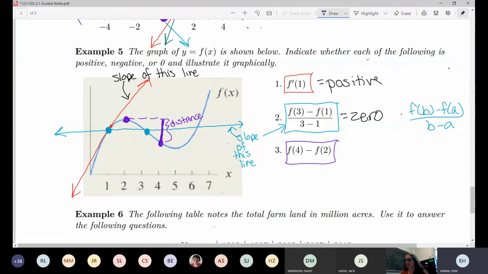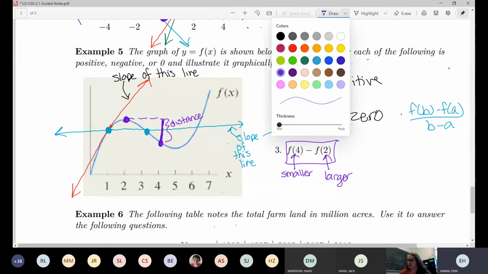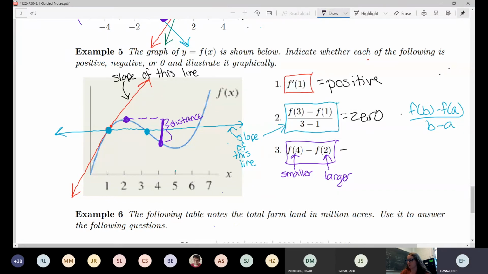Now this one takes a bit more thought as to whether it's positive, negative, or 0. F of 4 is the smaller value because it's lower on the function, and f of 2 is the larger value. If you take a smaller number minus a larger number, it's going to result in a negative. I don't know what the number is, but I know it's negative.